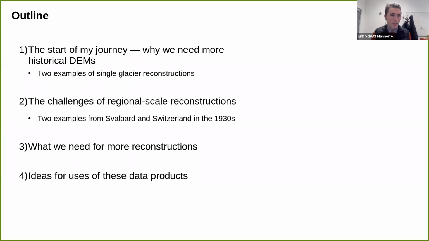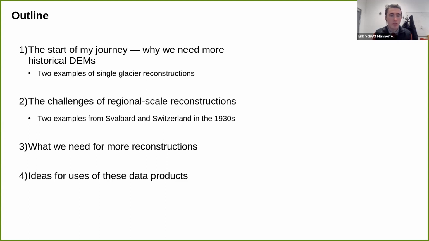So to outline this talk, I'll take you through my journey of how I started with historical photogrammetry. I'll show two examples of glacier reconstructions at single glaciers, and then kind of motivate why we need these regional scale projects. I'll show two challenges, but also, of course, opportunities of these regional scale reconstructions. I have two examples from Svalbard and Switzerland in the 1930s.